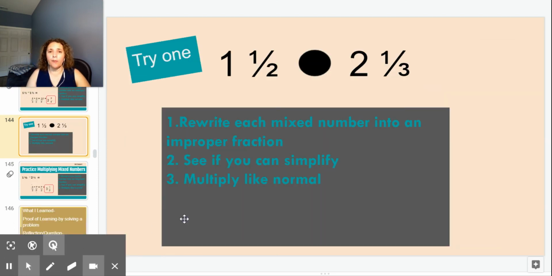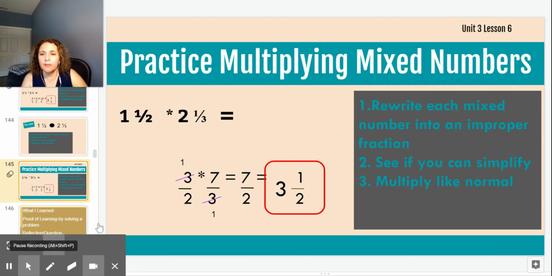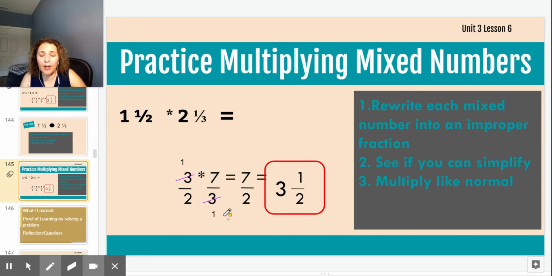Okay, try another one. 1 1/2 times 2 1/3. Remember to rewrite the mixed numbers into improper fractions. See if you can simplify, then multiply like normal, then come back to me. Okay, so 1 1/2 turns into 3/2. 2 1/3 turns into 7/3. But this one I can simplify, right? I have a 3 and a 3. I can divide both by 3. 1 times 7 is 7. 2 times 1 is 2.